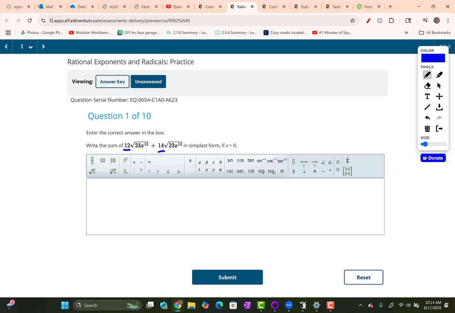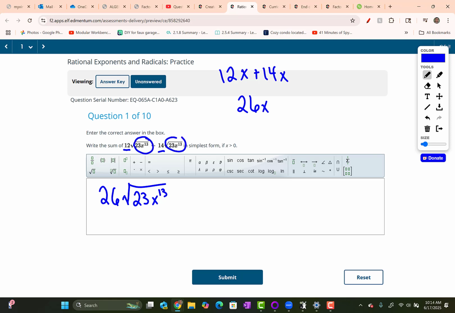So 12 plus 14 gives us 26 radical 23x to the 13th. So it's the exact same idea as what's 12x plus 14x. 12x plus 14x is 26x. So in this case, instead of just x, we have the entire radicand. We need to write 23x to the 13th.